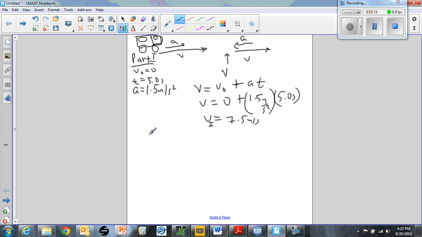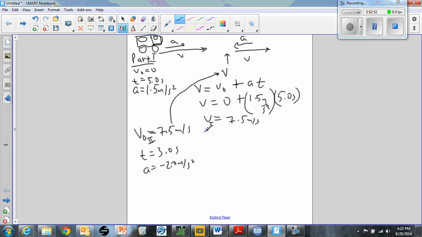But for part 2, the final velocity for part 1 becomes the initial velocity for part 2. And that is 7.5 meters per second, because that's how fast it's going right here when it starts putting on the brakes. So, it puts on the brakes for 3 seconds. Acceleration is negative, so now we know time is 3 seconds. Acceleration is now a negative 2 meters per second squared. And we want to know how fast it's going at the end of the braking period.